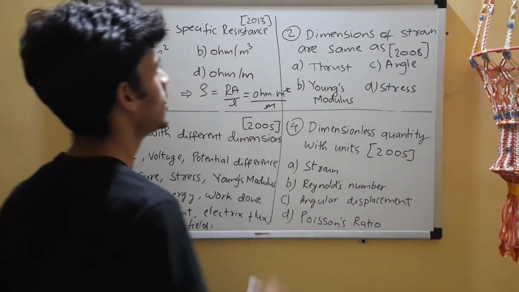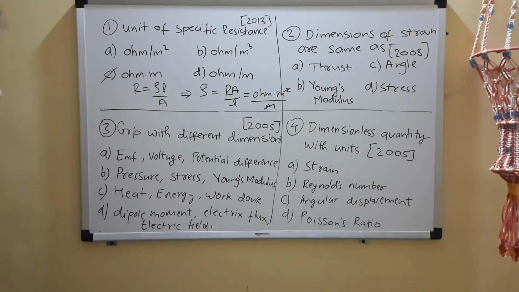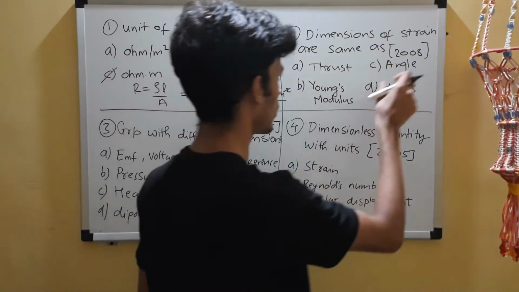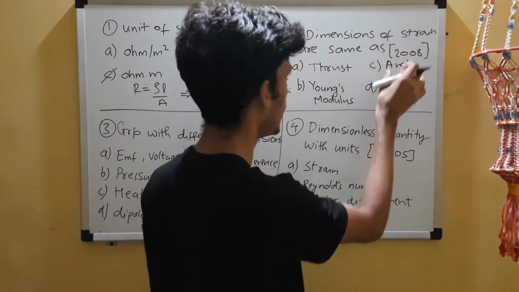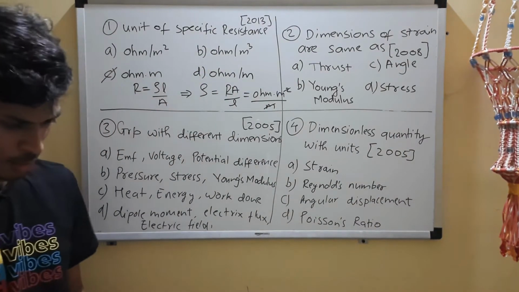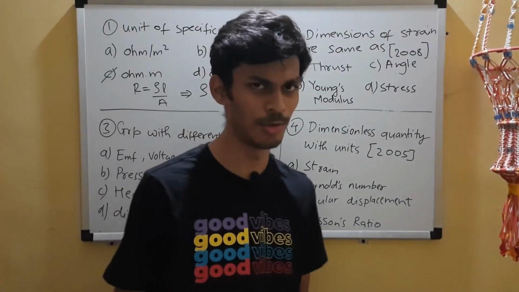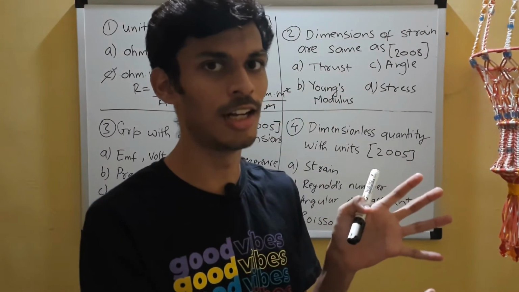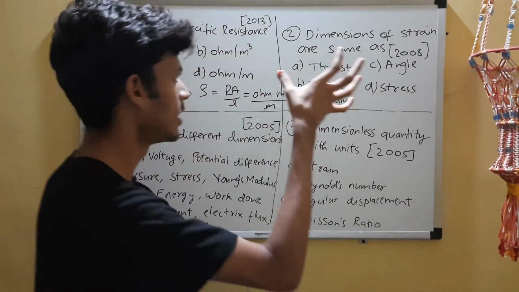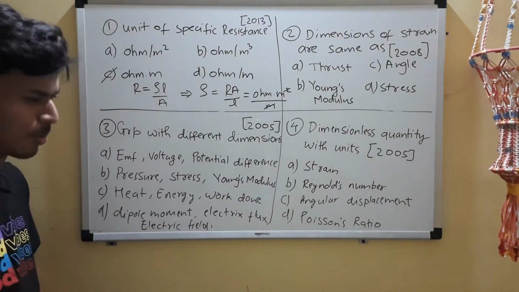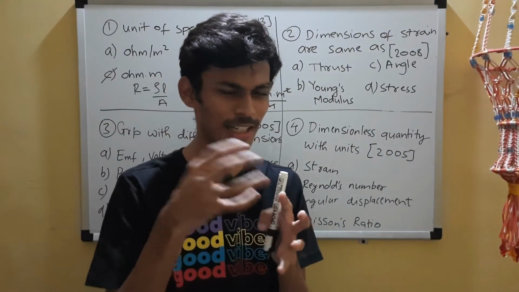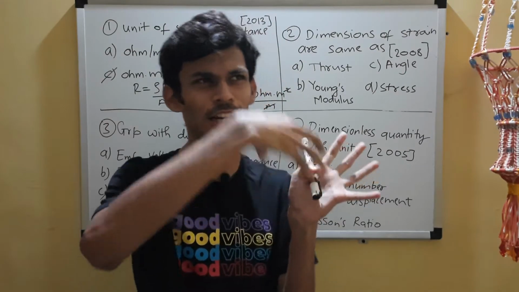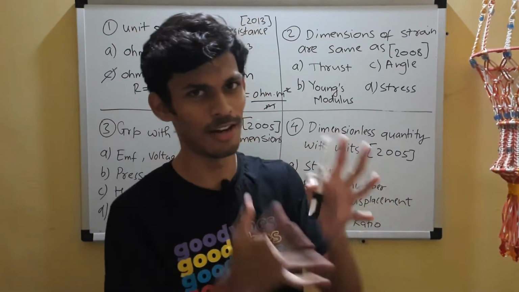Coming to question 2, dimensions of strain are same as. We have to find one quantity among the options which has the same dimension as that of strain. Now what is the formula of strain? Strain is defined as change in dimension to original dimension. In a general way, change in dimension to original dimension, so can you feel that strain is dimensionless? That will be dimensionless.